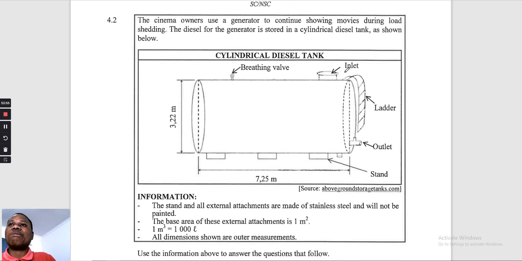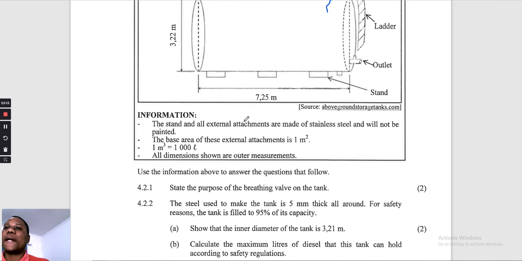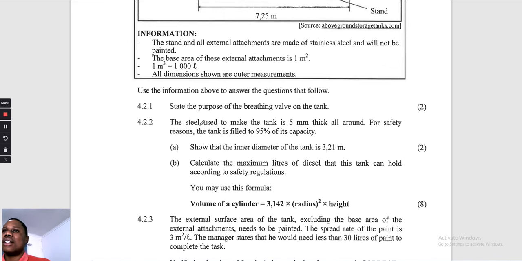Okay, so here this valve is there so that when they put in diesel, the air that was in this tank must go out so that the diesel can be filled nicely, without the tank exploding. Okay, then they say the steel used to make the tank is 5 millimeter thick all around for safety reasons. And they say the tank is filled to 95% of its capacity.